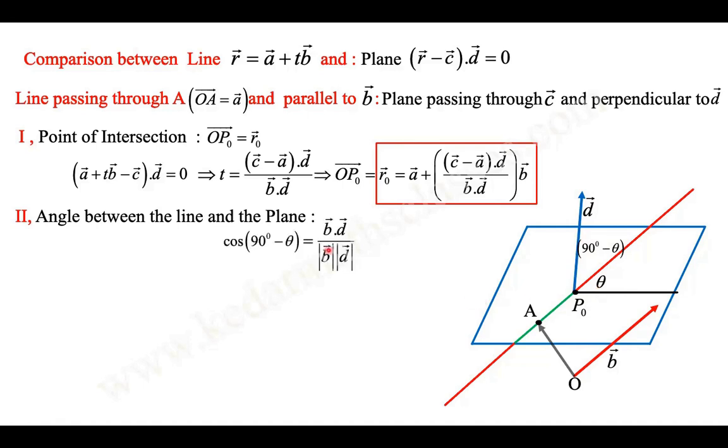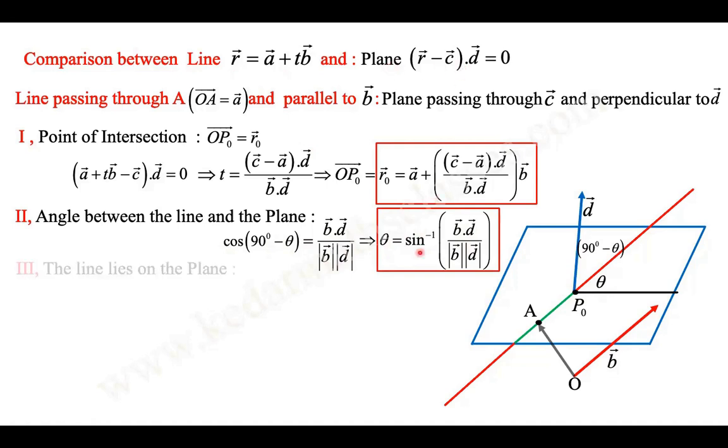Therefore, cos of 90 minus theta, the angle between B and D, is B dot D by mod B mod D. But from here, cos 90 minus theta is the same as sin theta. Sin theta is B dot D by mod B mod D. Therefore, theta is sin inverse of B dot D by mod B mod D. So this is exactly the angle between this line and this plane. Right? Now let us see the next one.